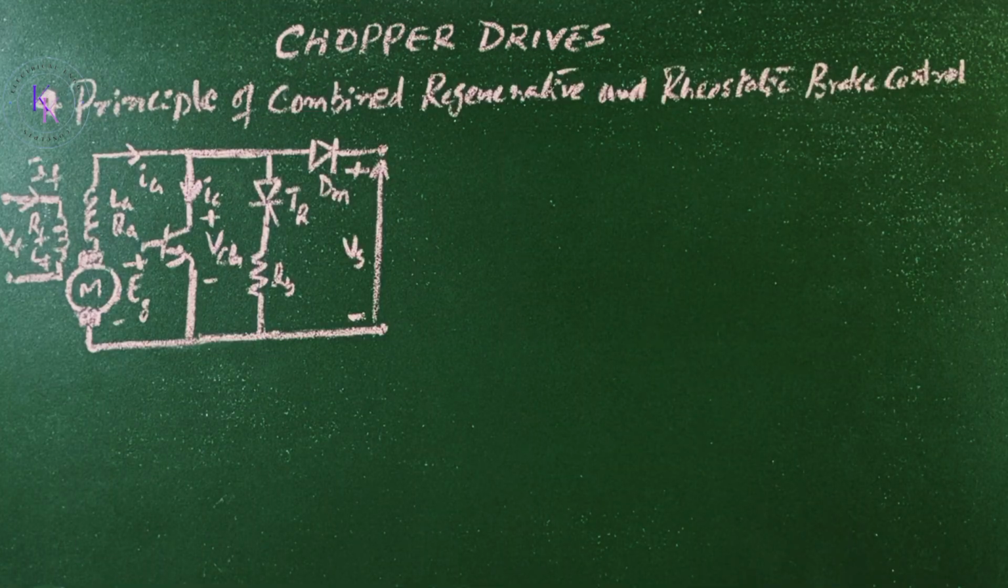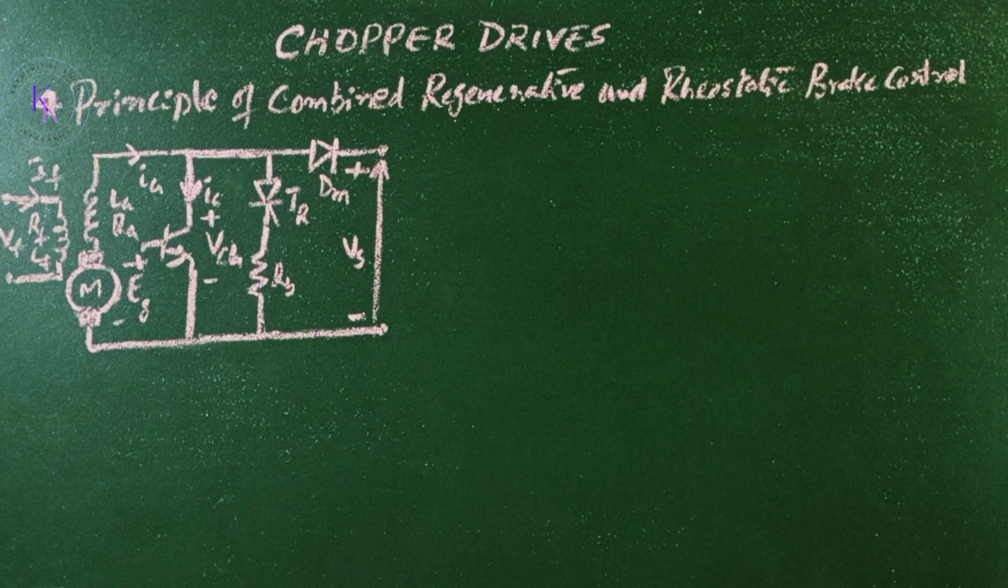Fourth one, the principle of combined regenerative and rheostatic brake control. Regenerative braking is energy efficient braking. On the other hand, the energy is dissipated as heat in the rheostatic braking. If the supply is partly receptive, which is normally the case in practical traction systems, a combined regenerative and rheostatic braking control would be most energy efficient. An arrangement in which rheostatic braking is combined with the regenerative braking is shown in this circuit.